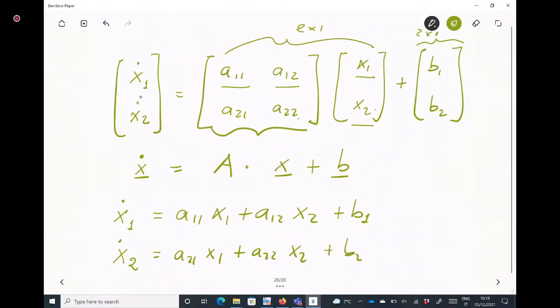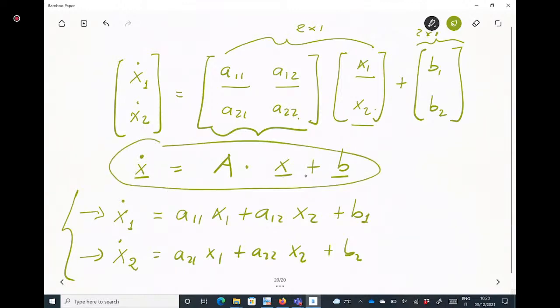But imposing an equality between two vectors means element by element. Two vectors are equal if the corresponding elements are equal to each other. So this means that both this one and this one must hold together. So it is a system. So our system of linear autonomous differential equations can be written in matrix form.